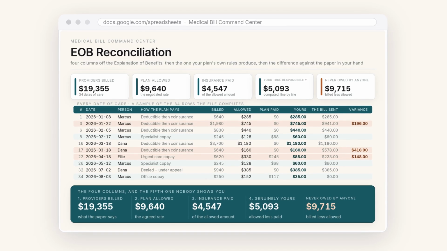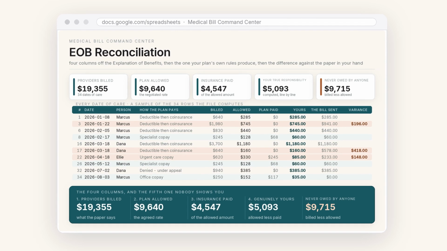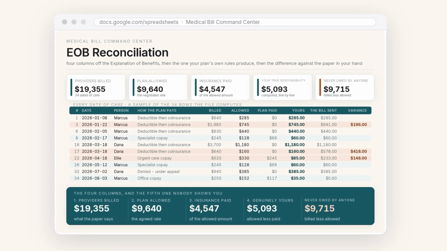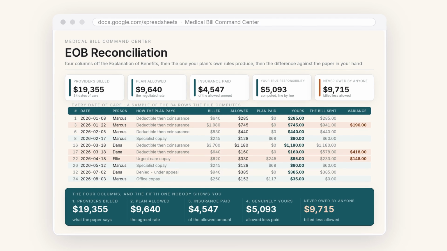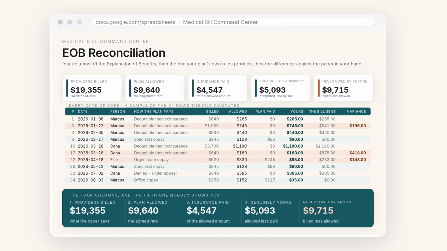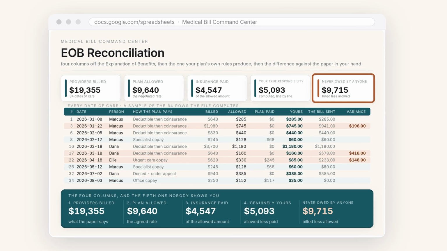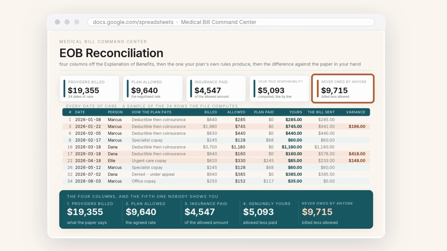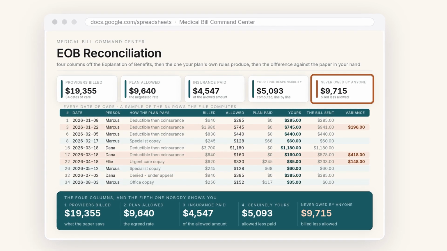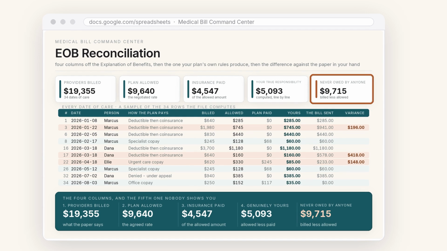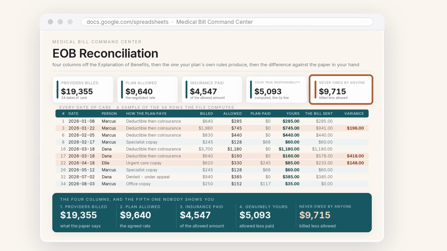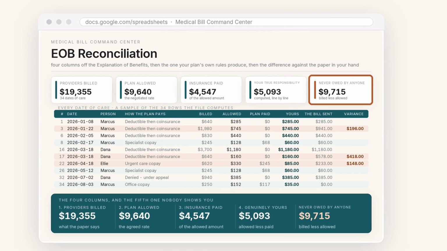So why do the 2 pages disagree? Your plan and the provider agreed a rate in advance, called the allowed amount. The provider still bills their own list price. Here, providers billed $19,355, and the plan allowed $9,640. The gap, $9,715, was never owed by anyone. That is not something that was done to you. It is the negotiated rate working as intended, and it is why the 2 pages never match. What you owe comes out of the second number.